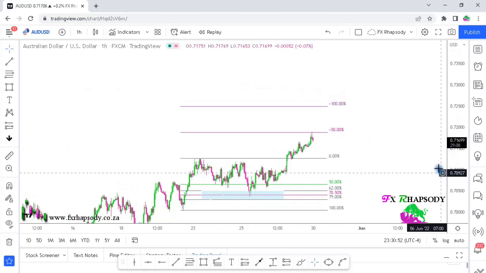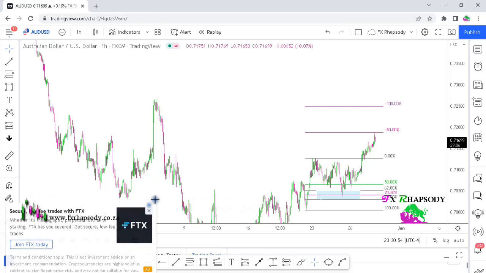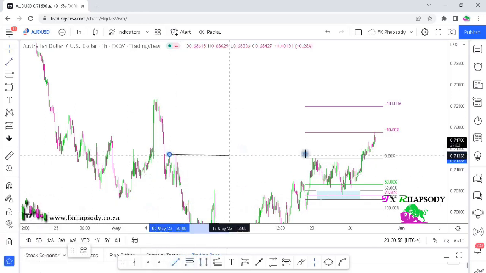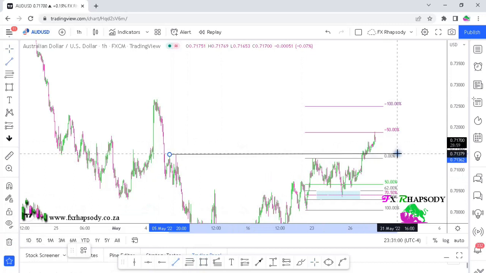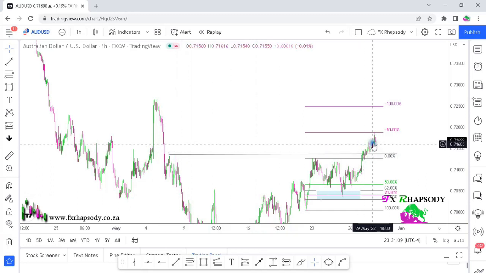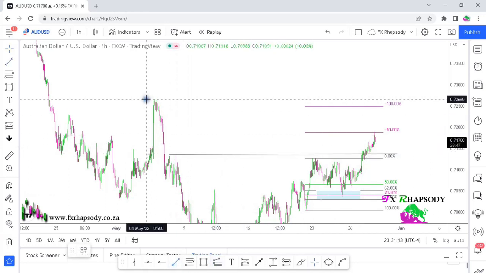So if I zoom out a little bit more and I draw in these highs, because that is what liquidity is doing. Liquidity is hunting these areas just above the highs. So you can see price just tapped into or hunted that liquidity area. Where is your next area going to be? It's obviously going to be right there.